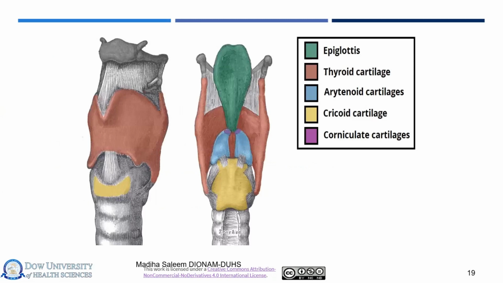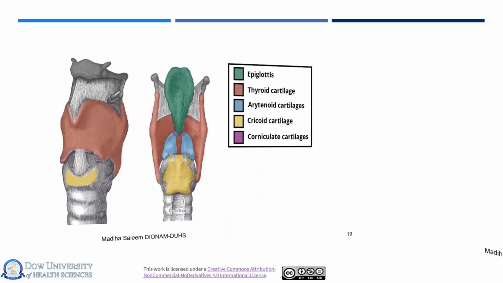In this picture, you can see the different cartilages indicated by color. In green, you can see the epiglottis; in dark brown, the thyroid cartilage; and in blue, the arytenoid cartilage. In yellow, you can see the cricoid cartilage, and in purple shade, the corniculate cartilage.